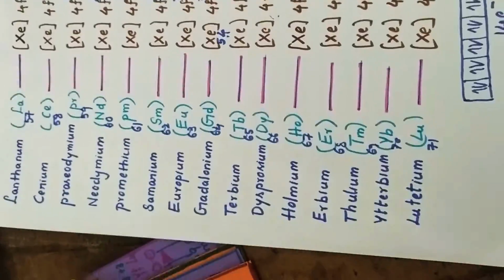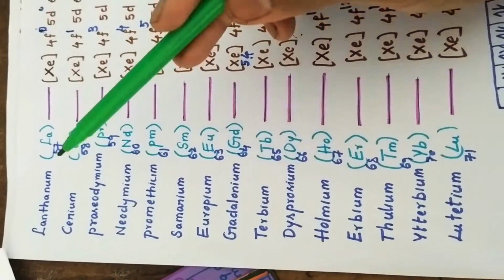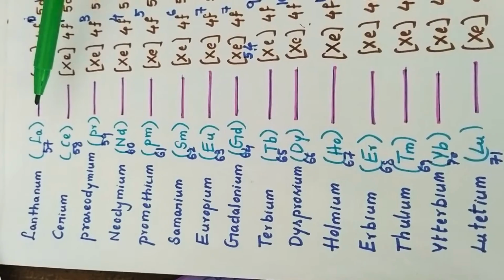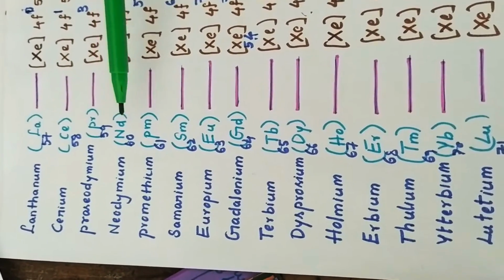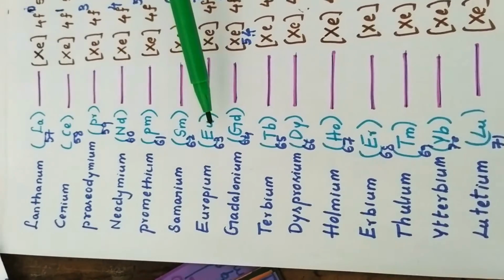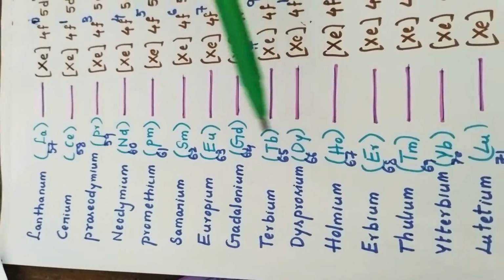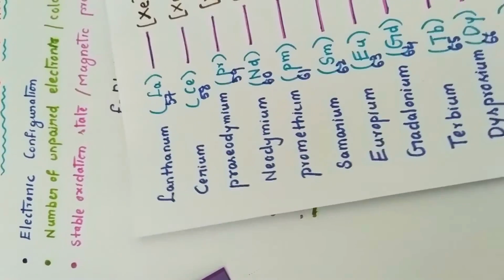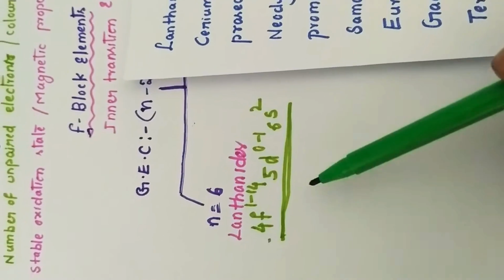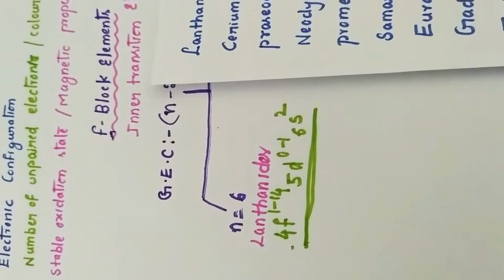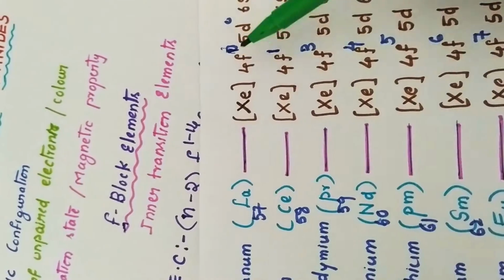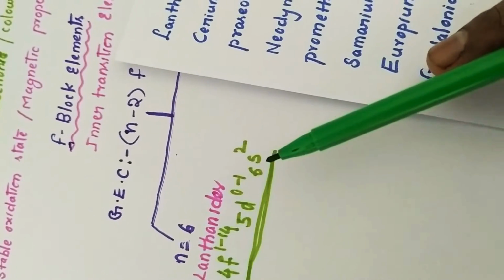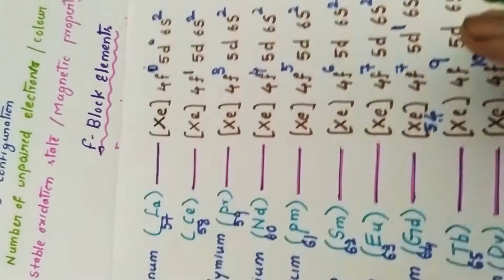Here I am showing you the lanthanide elements, a total of 14 elements from lanthanum to lutetium. Lanthanum starts at atomic number 57, followed by cerium, praseodymium, neodymium, promethium, samarium, europium, gadolinium, terbium, dysprosium, holmium, erbium, thulium, ytterbium and lutetium. As I said, the lanthanide general electronic configuration is 4f, 5d, 6s2. The 6s2 is common for all, and the only change happens between 4f and 5d.